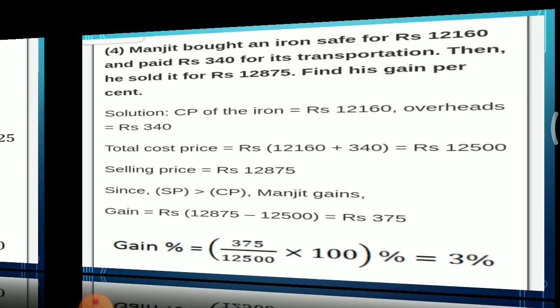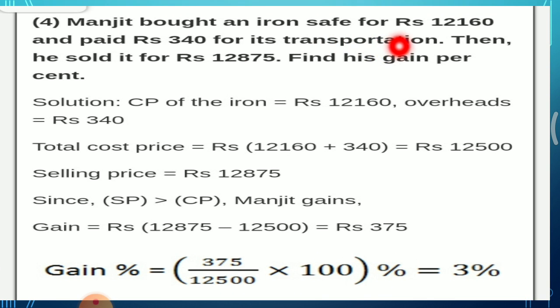Now next question is that Manjeet bought an iron safe for rupees 12,160 and paid rupees 340 for its transportation. Then he sold it for rupees 12,875. Find his gain or loss percent. Okay. At first you mention down that CP of iron is equal to 12,160 rupees.